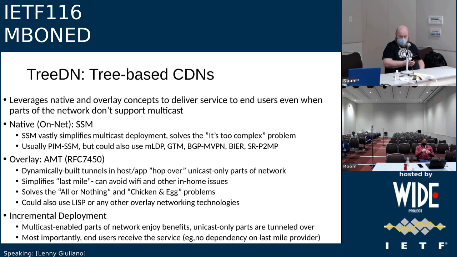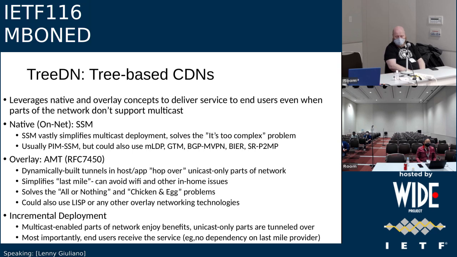And combine that with this: SSM is used in the native part of the network, and to reach receivers who are on unicast only networks, that's where overlays come in. AMT is the typical technology that is used here. Could be any overlay technology, but AMT kind of is the most obvious candidate here because it integrates well into the application layer and the end host, and it's dynamically built tunnels. So AMT solves the last mile problem and enables receivers on unicast only networks to be able to receive multicast content.